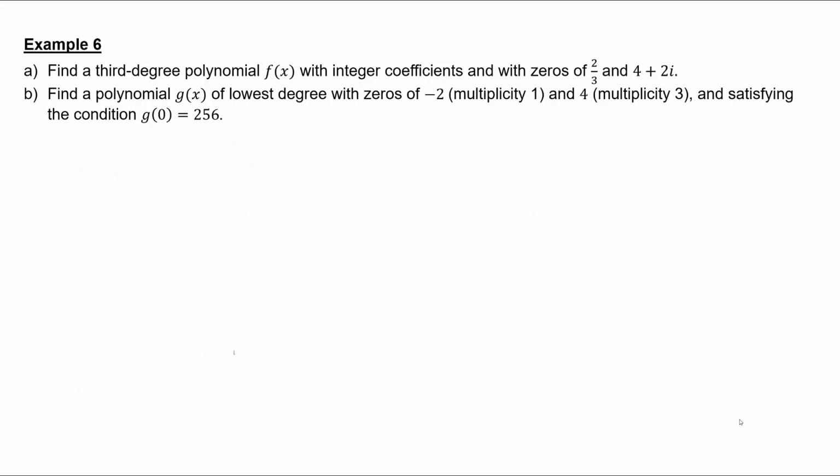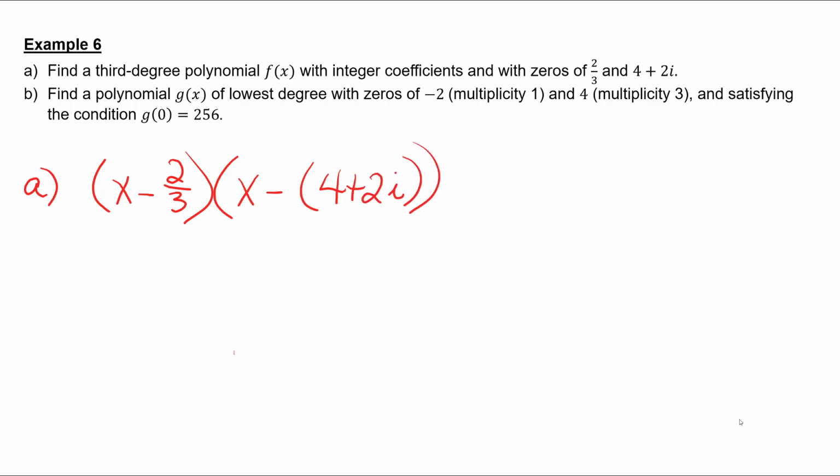All right, example 6. Find a third degree polynomial, f of x, with integer coefficients and with zeros 2/3 and 4 plus 2i. So we know if it has 4 plus 2i, 4 minus 2i would also be a 0. So we're going to find that third degree polynomial, and we're going to do that by remembering that if a is a 0, x minus a is a factor. So we've got x minus 2/3, that's a factor, and x minus the quantity 4 plus 2i, that's a factor, and x minus the quantity 4 minus 2i is another factor. So these are our factors of a polynomial with those zeros.